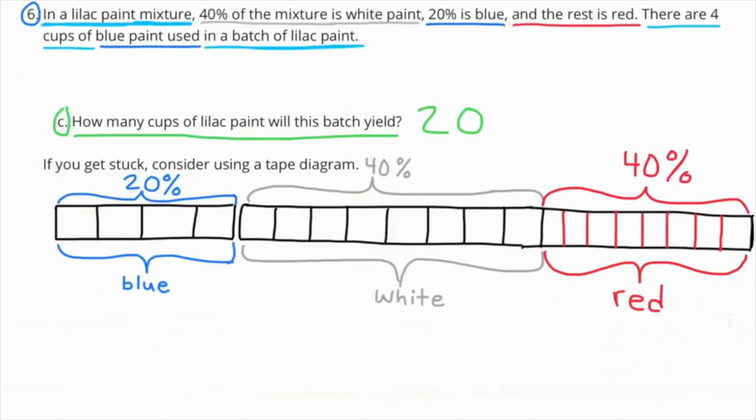C. How many cups of lilac paint will this batch yield? Well, if we count up all of the cups, we have 4 cups plus 8 cups plus 8 cups, and that totals 20 cups. This batch of lilac paint will yield 20 cups of paint.